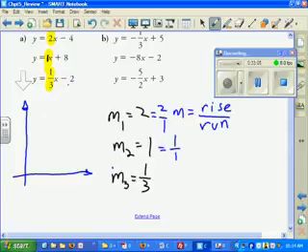All right, so let's start with the middle one. 1 over 1. What's 1 over 1 look like? 1 up, 1 over. So that would look something roughly like this. Yes, 45 degrees.